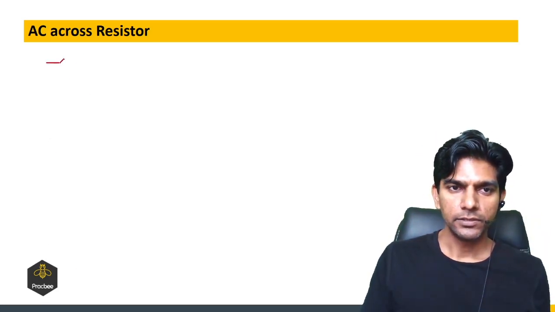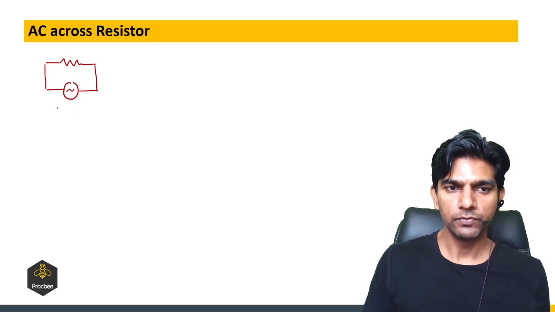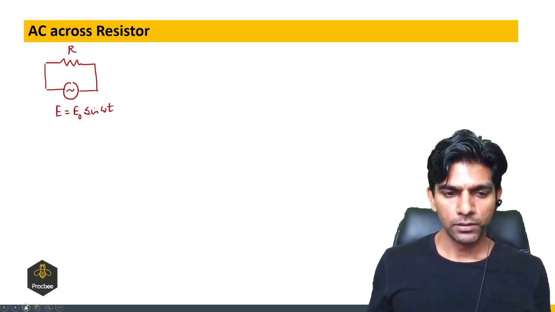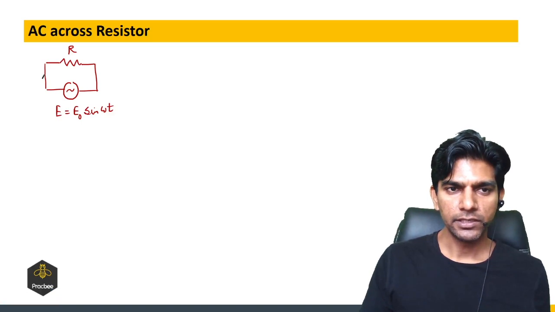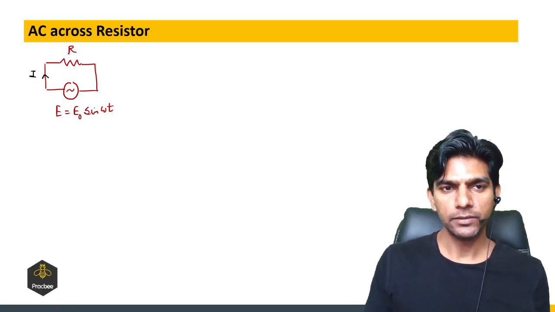So there is a resistor and it is connected with an alternating source, and we have given E as E naught sine omega t, and the resistance is R. Let us say at time t the current in the circuit is I. I is the current. So if you apply KVL, right?